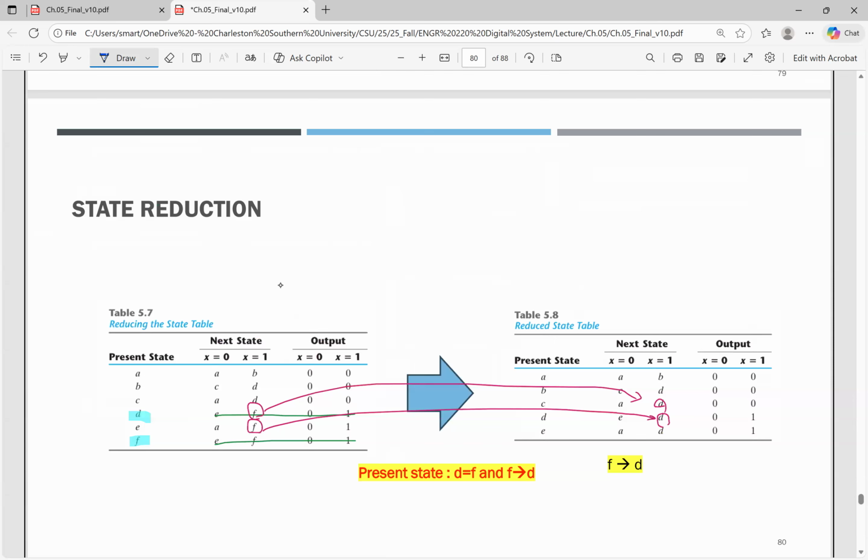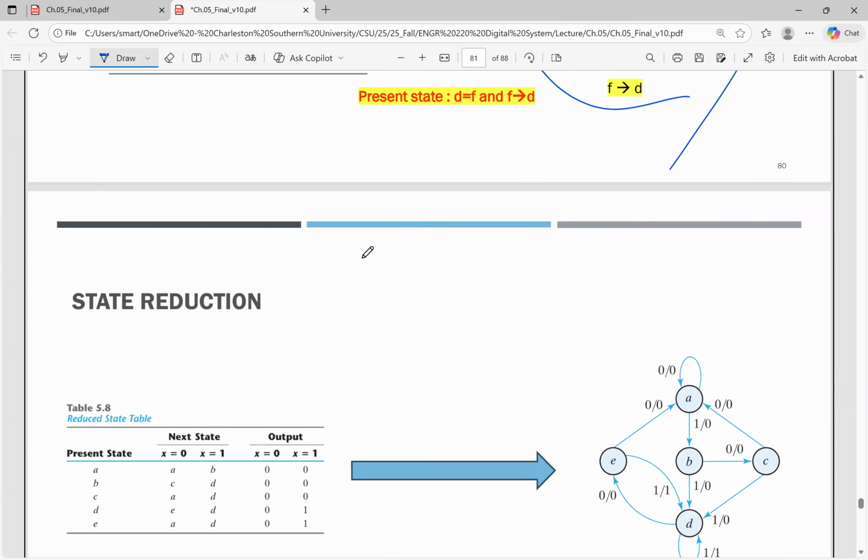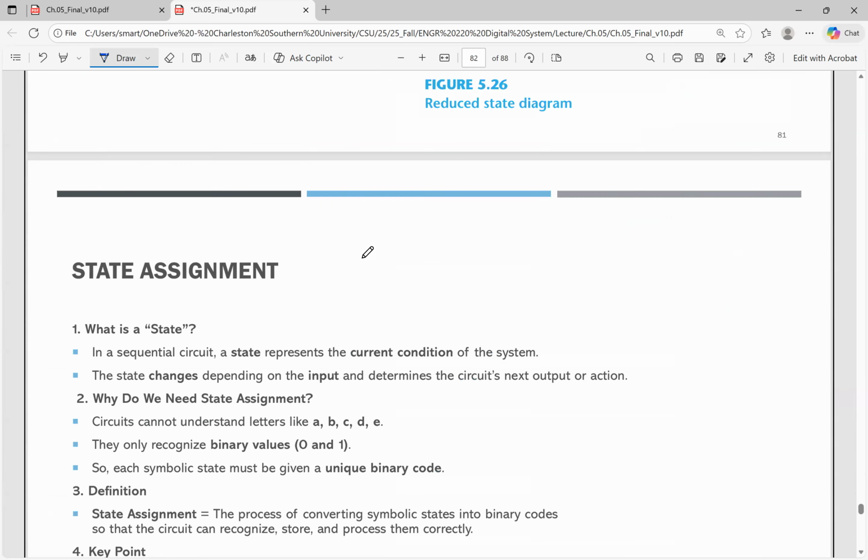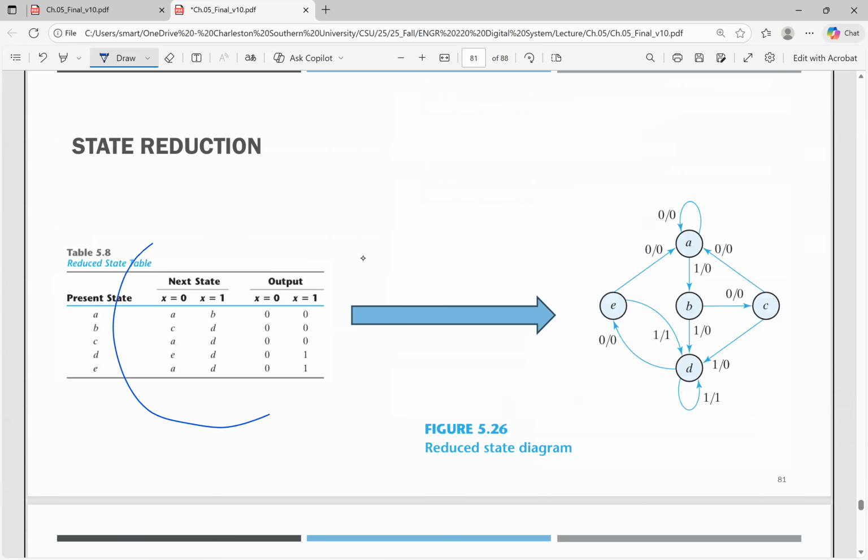So finally, that was the answer, the reduced state table. So we're going to, a lot of time before. Okay, so state reduction. And then finally, the reduced state table. Definitely you can draw it maybe as well.